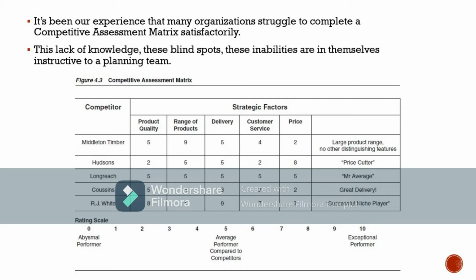Implementing the competitive assessment matrix. This tool can be very useful in seeing how your competitors have positioned themselves in the industry, and of course, it can be employed for any of your key stakeholders, not only your customers. It helps an organization like Middleton Timber that is struggling to decide where it needs to concentrate its efforts. It also assists the planning team to see where competitive advantage can be created.